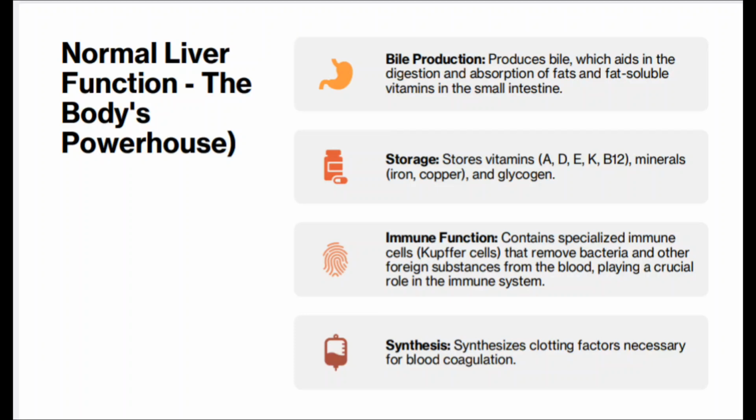So now functions. Bile production. The liver produces the bile, which aids in the digestion and absorption of the fats and fat soluble vitamins in the small intestine. This bile production is very important, as in the small intestine bile aids in the digestion and absorption of the fats.